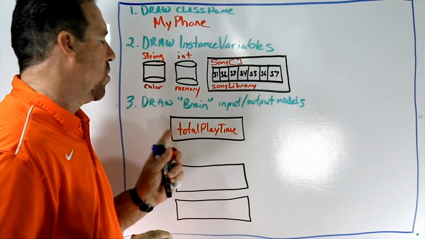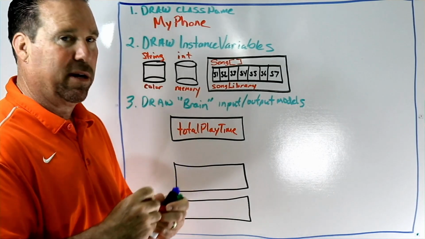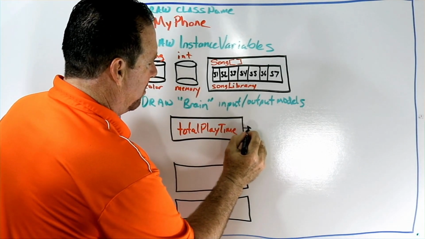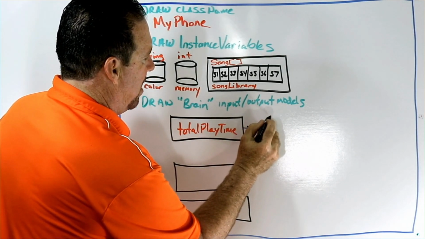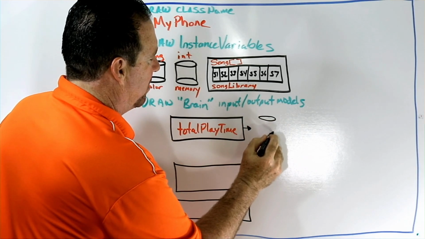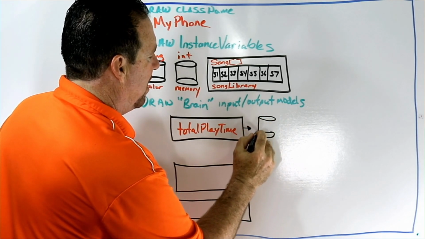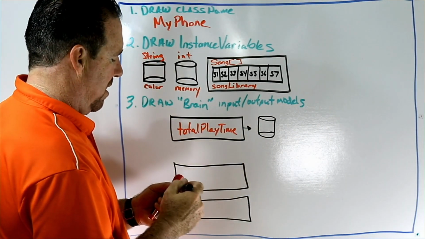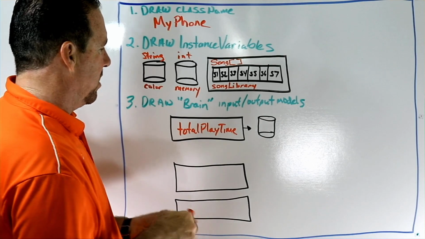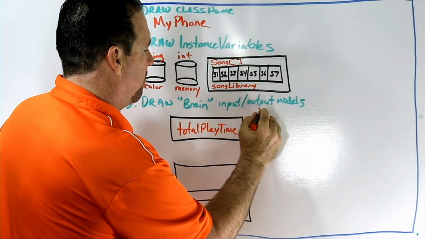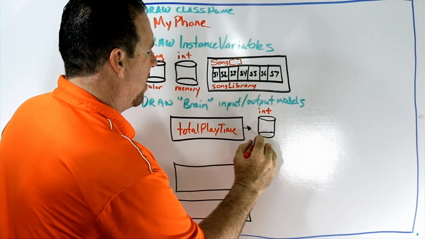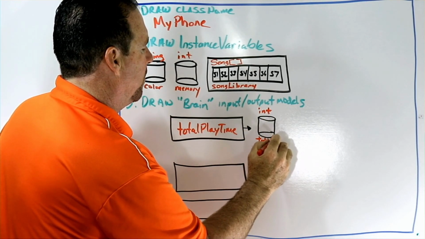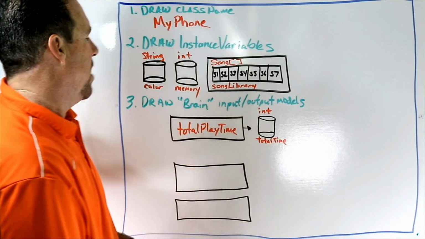Okay, so if I get total playtime, I'm not going to bring anything in, but I'm going to kick out some data. All right, and I could draw this up and go something like this. And again, this just helps organize your mind. And by the time I get done doing this, I write my algorithm so fast. All right, so it's going to kick out 1 bit of data. It's going to be an integer, and it's going to be total time. Okay, so there you go.